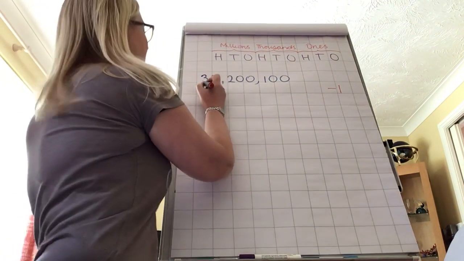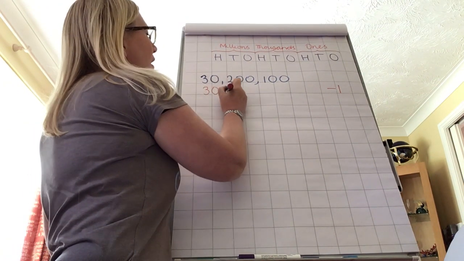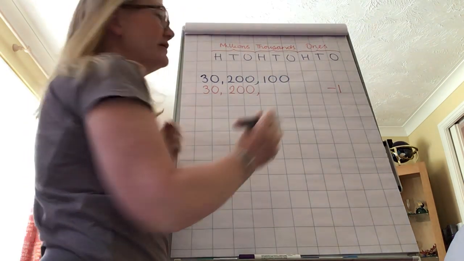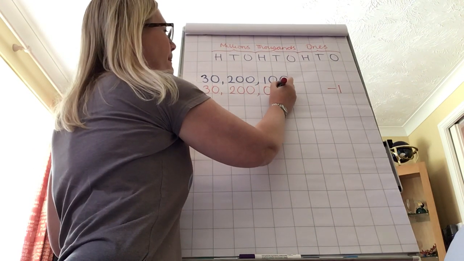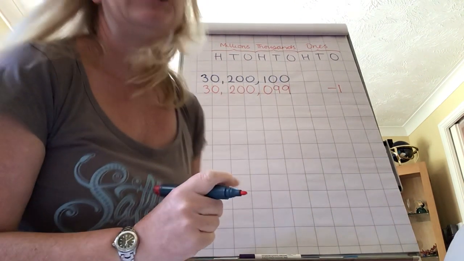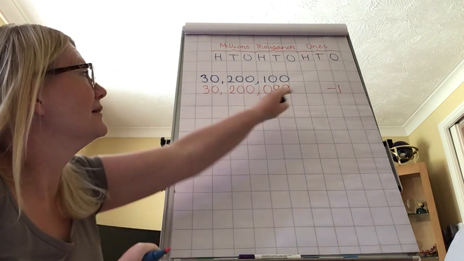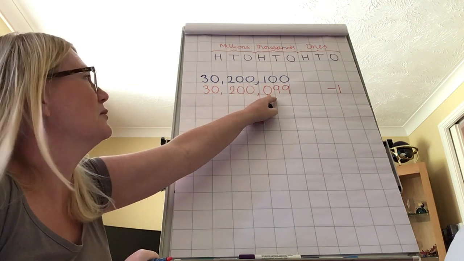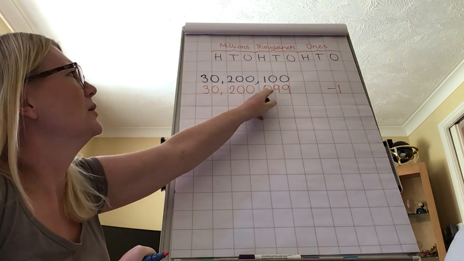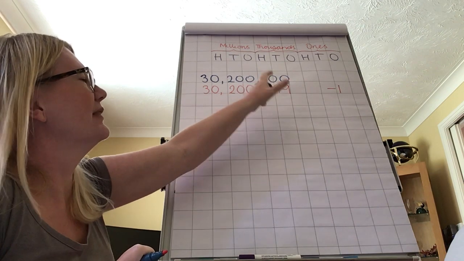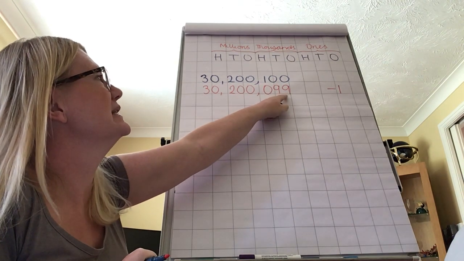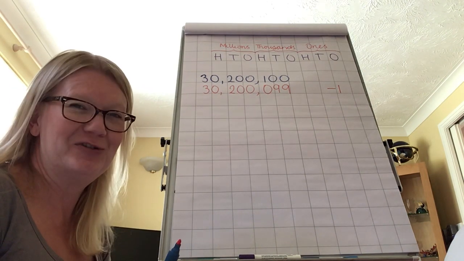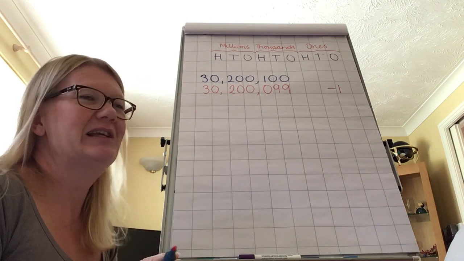So I'm still going to have 30 million. I'm still going to have 200,000, but instead of 100 ones, I'm going to have 099, okay? Remember how important that 0 is. Otherwise, we end up with totally strange numbers. We need to say that last chunk has 99, and we know that's 9 tens and 9 ones, so we need a 0 to act as a placeholder in our hundreds column. Okay, that was an easy one.